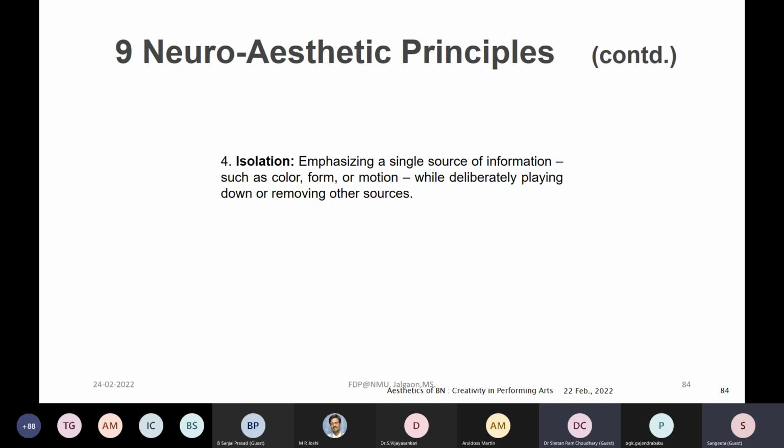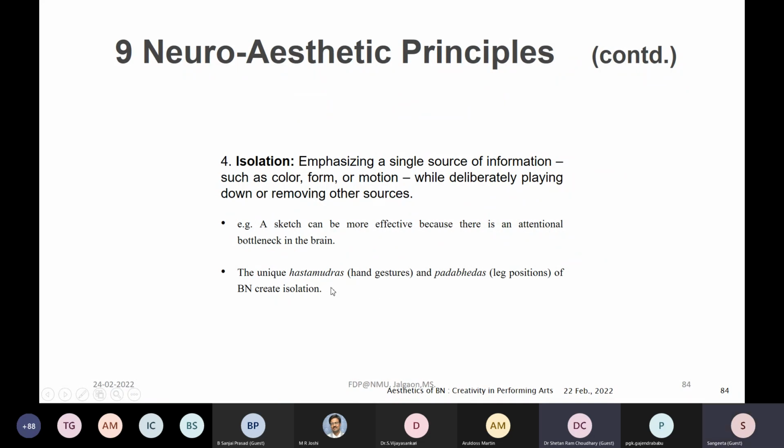So that is isolation, where you don't have to draw everything. You just draw some parts and you have to guess. Now you will know what the rest is. So he's saying if there is isolation, that gives aesthetic pleasure. A sketch can be more effective because there is an attentional bottleneck in the brain, he says. Unique hastamudras and padabedas of Bharatanatyam create isolation, because through the art of storytelling, through movements, she creates that isolation.